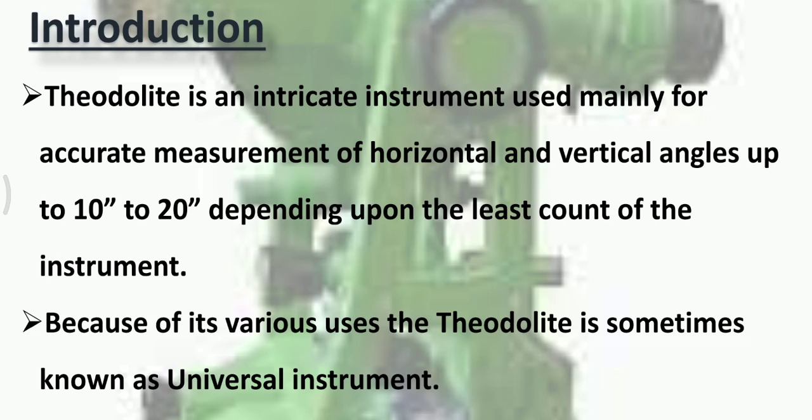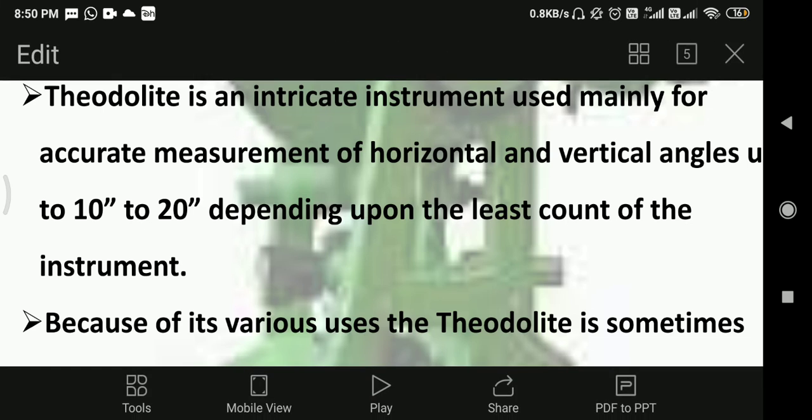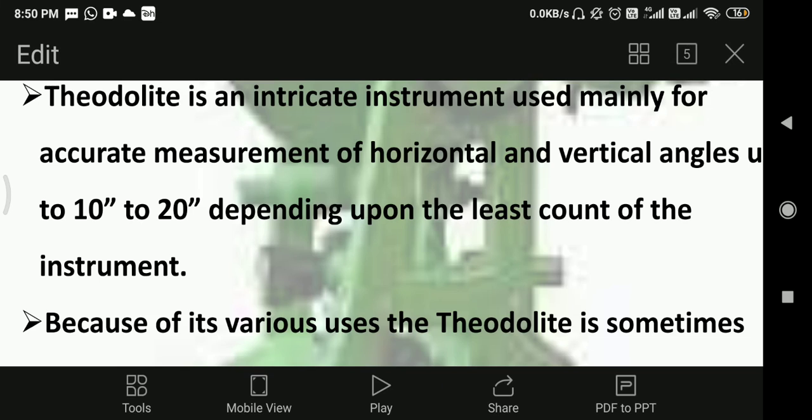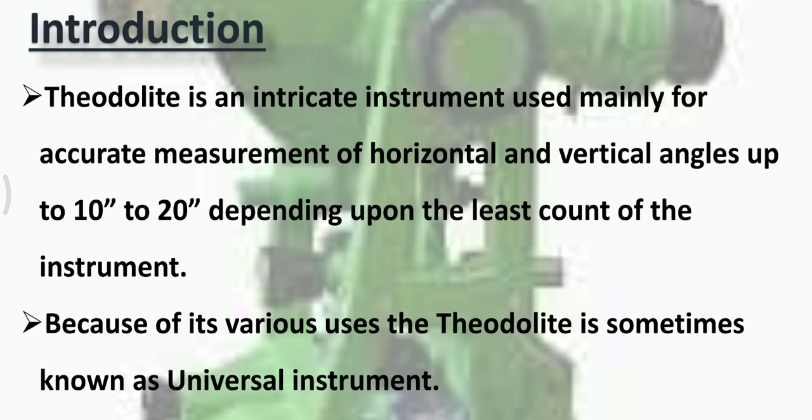So now we start our unit number 2, that is theodolite traversing. So what is meant by theodolite? The theodolite is an intricate instrument used mainly for accurate measurement of horizontal and vertical angle up to 10 second to 20 second, depending on the least count of the instrument. Because of its various uses, the theodolite is sometimes known as a universal instrument.